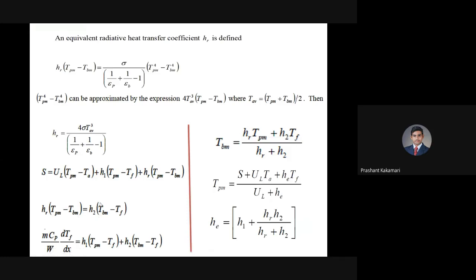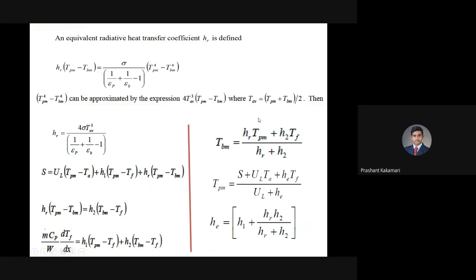So from this equation, we can write TBM. Or you can take the reverse also: from this equation, you can write TPM, and you can substitute in another way. So here what they have done, from the second equation, they have written TBM as HR into TPM plus H2 into TF, divided by HR plus H2.